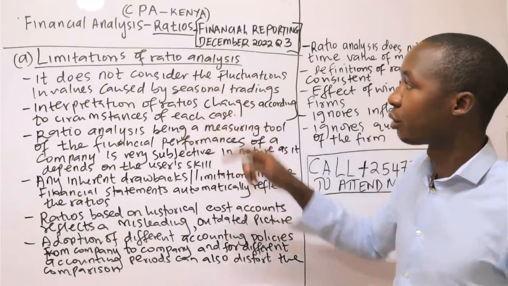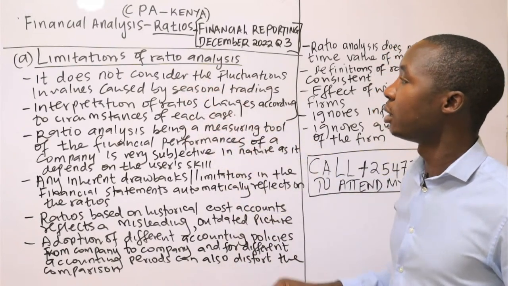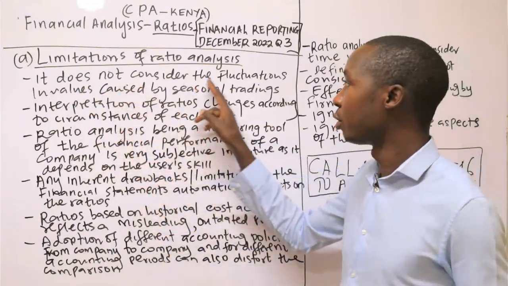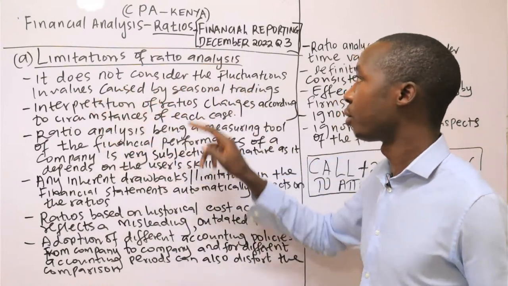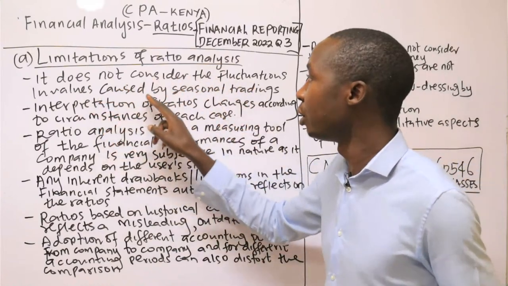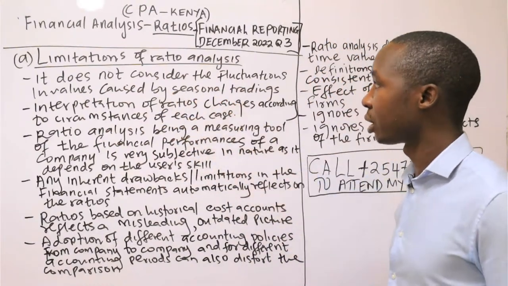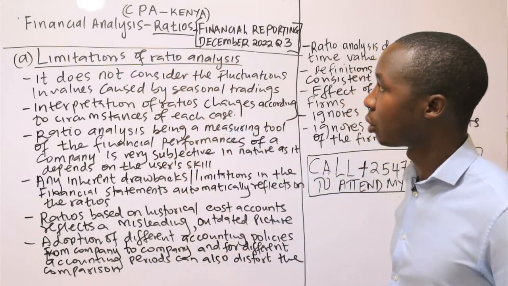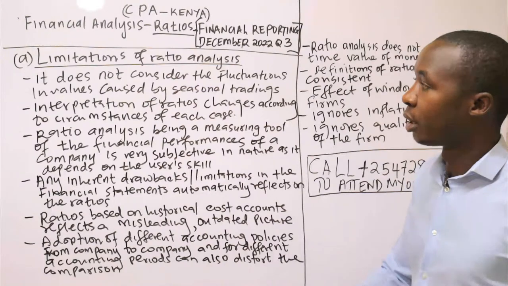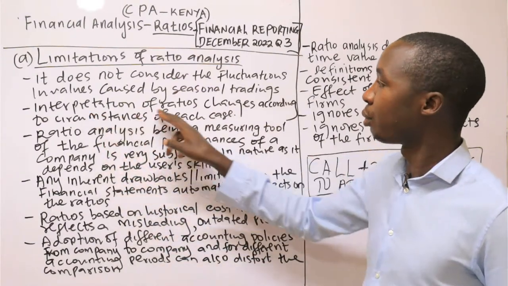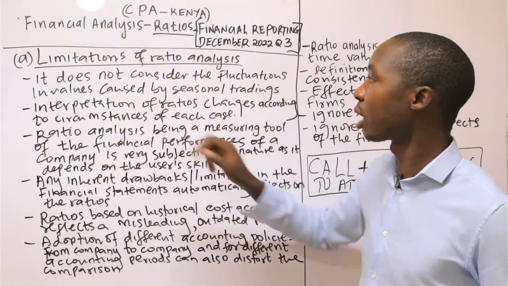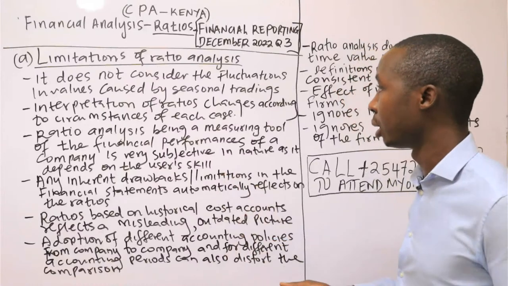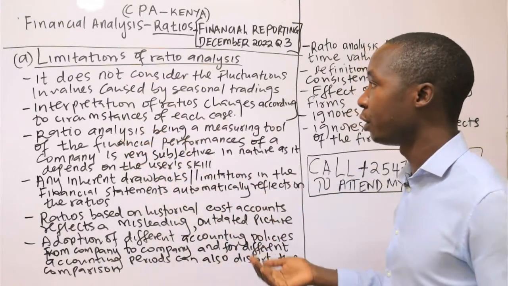So which are some of the limitations of ratios as a method of analyzing the statements? The first limitation is that it does not consider the fluctuation in values caused by seasonal trading. Remember that times change, but ratios don't take that into consideration. The second limitation is that the interpretation of ratios changes according to the circumstances of each case. They will not remain constant, so the interpretation will be changing according to circumstances of each case.